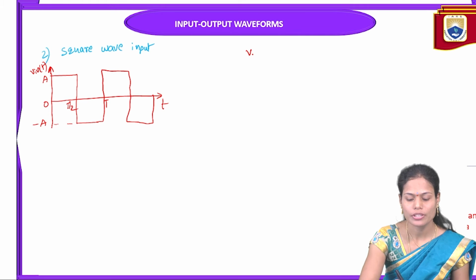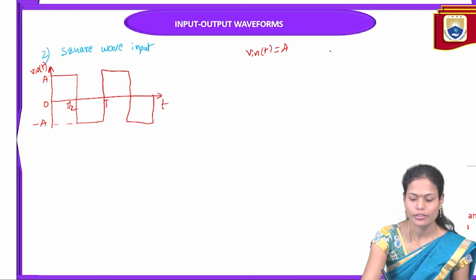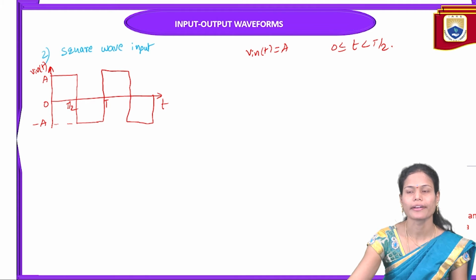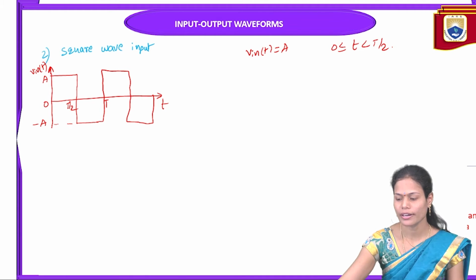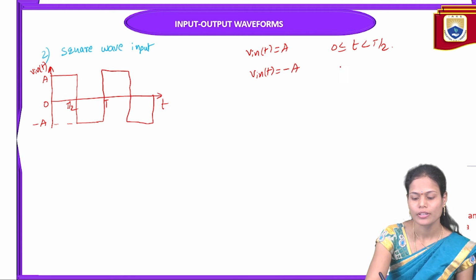So my input signal Vin of t is equal to A for the duration 0 to T by 2, and after that my Vin of t is equal to minus A within the duration from T by 2 to T.